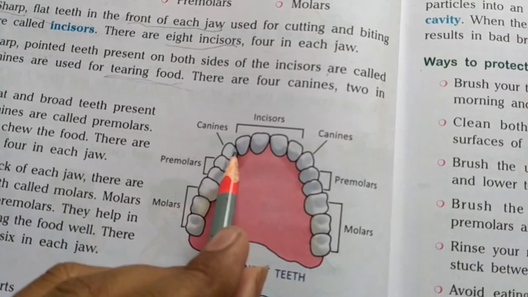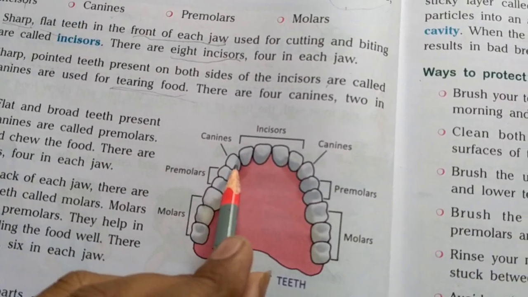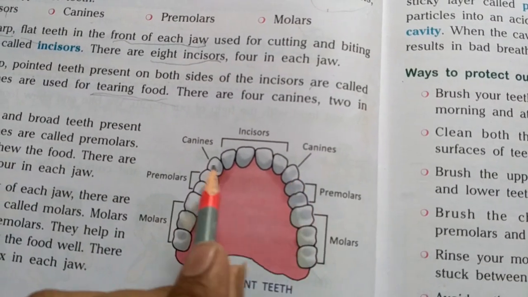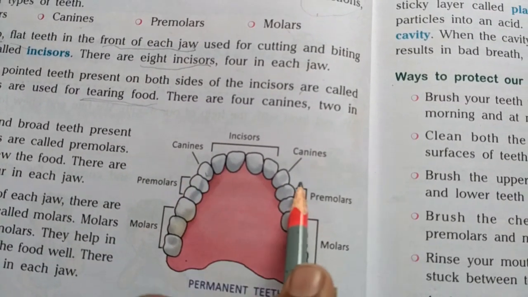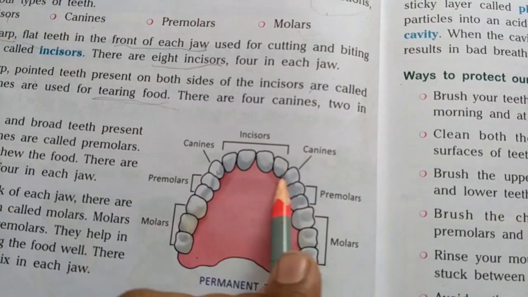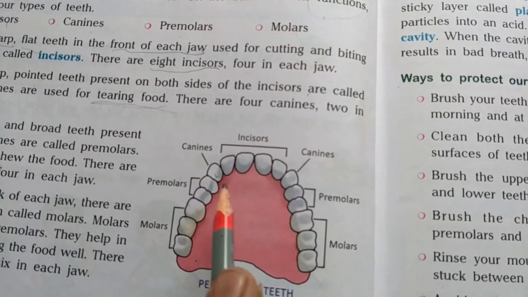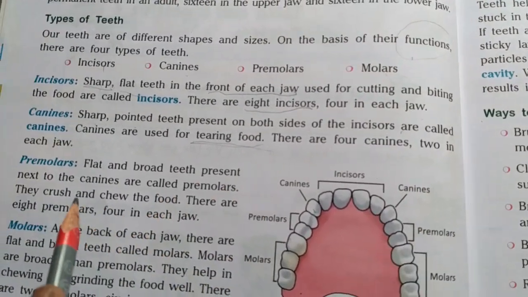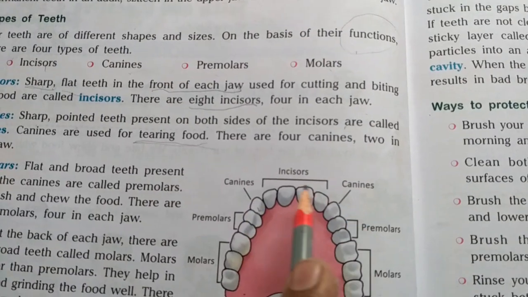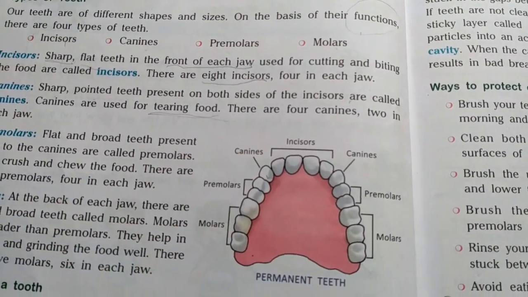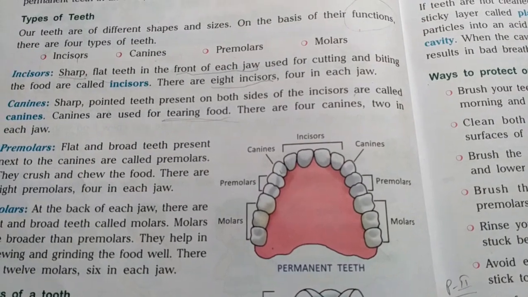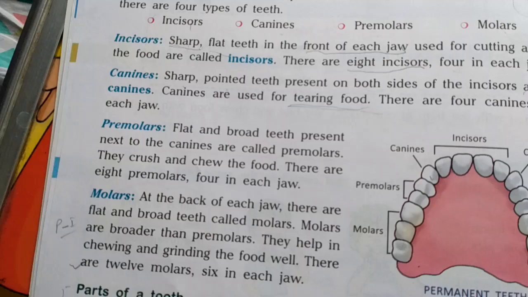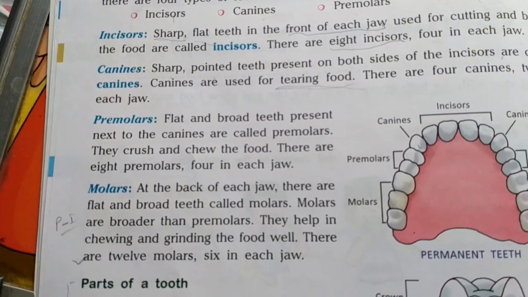Now let's see the picture of the canine. This is one canine, in the view of the upper jaw. They are located on both sides of the incisor. And the total number of canines? There are 4 canines, 2 in each jaw. So there are 2 canines in the upper jaw, and in a similar way 2 canines will be present in the lower jaw also. Now let's move to the third type, that is premolars.